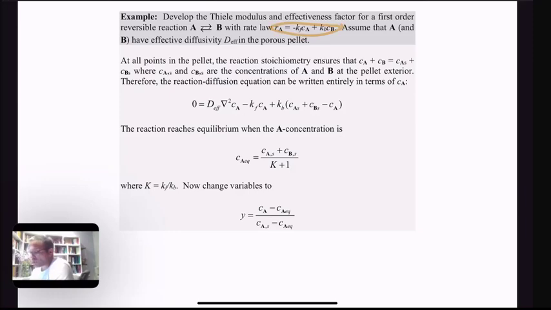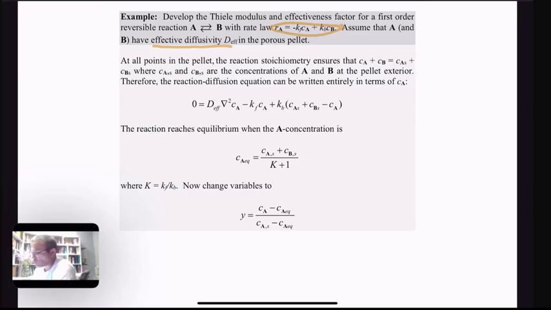We're going to assume that A and B have the same effective diffusivity in the porous pellet, right? So this problem can get a bit more complicated if A and B have different diffusivities. At all points in the pellet, the reaction stoichiometry ensures that the concentration of A and B is going to remain the same because they're only converting one into the other. That means that we can write the reaction-diffusion equation entirely in terms of either of the two components.